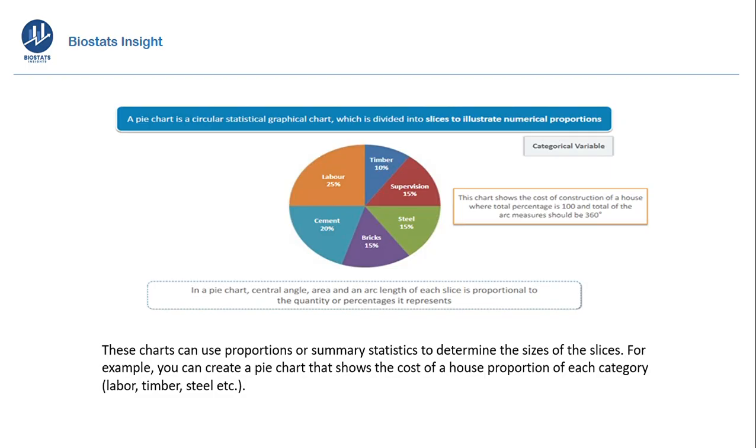So in this pie chart you can see the proportion and summary statistics that determine the sizes of the slices. For example, you can create a pie chart that shows the cost of the house in proportion for each category: labor, timber and steel. You can use the pie chart to differentiate the cost of construction for the house.